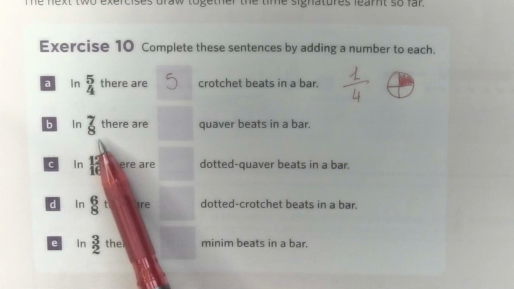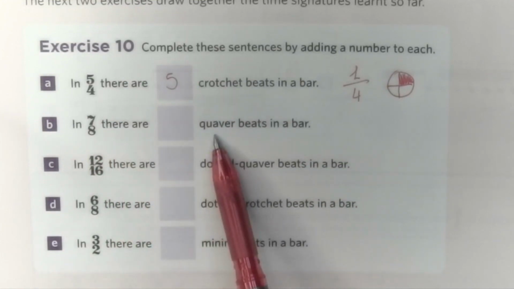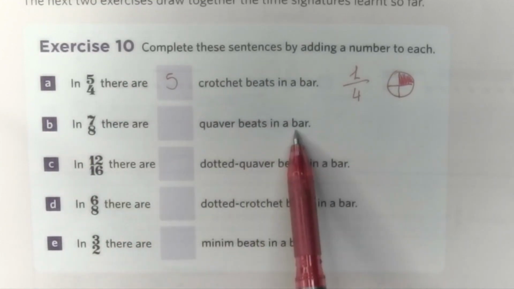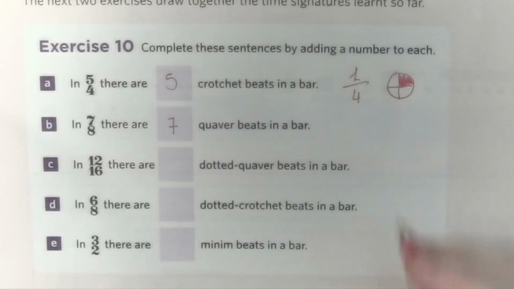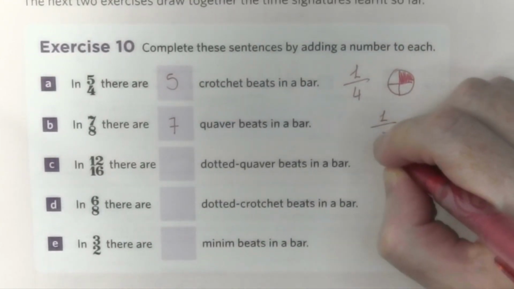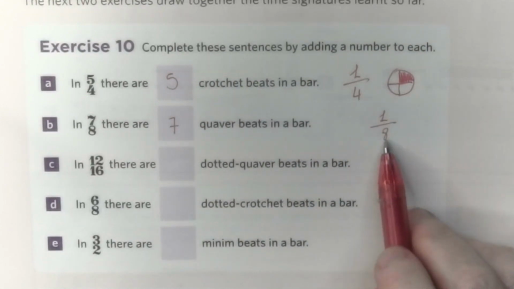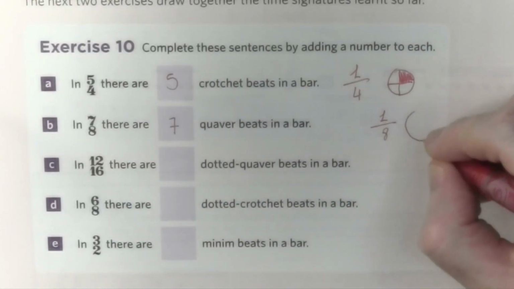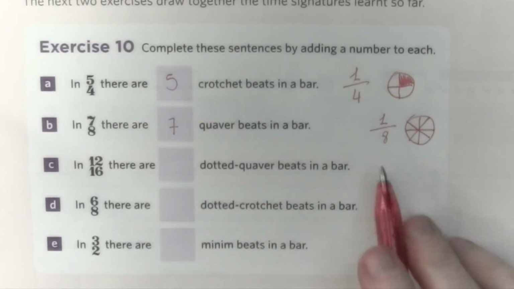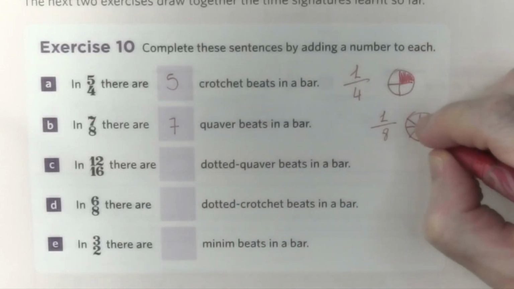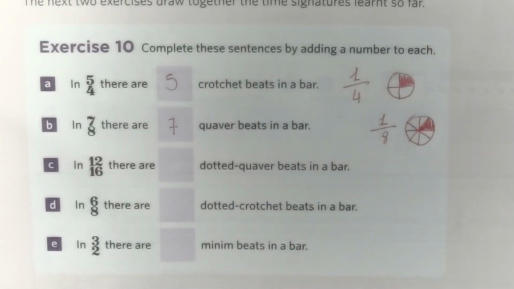7/8. In 7/8 there are 7 quaver beats in a bar. Why? Because 1/8 is the length of a quaver. Therefore, if we have a pizza, we need to cut it into 8 slices. And of these, the quaver has just 1 slice.